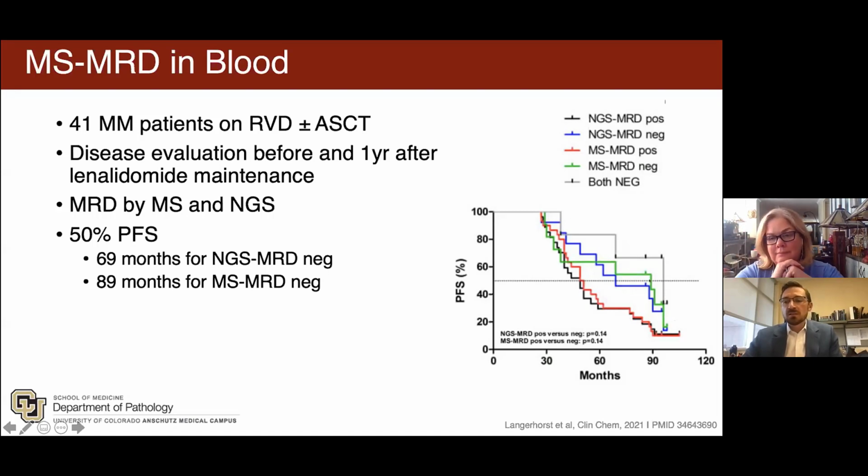However, when you use both of these methods simultaneously, you're able to identify a population that has much longer progression-free survival. There are some indications that maybe mass spectrometry is slightly better. So for example, the 50% progression-free survival mark was 89 months as opposed to 69 months. But the overall takeaway from this is that having multiple methods to detect minimal residual disease in myeloma is going to be particularly important for risk stratification. And that principle is going to carry over to other cancers as well. So while this may not be particularly interesting to you now, I do think there will come a day when you will see these types of technologies used for primary outcome endpoints.